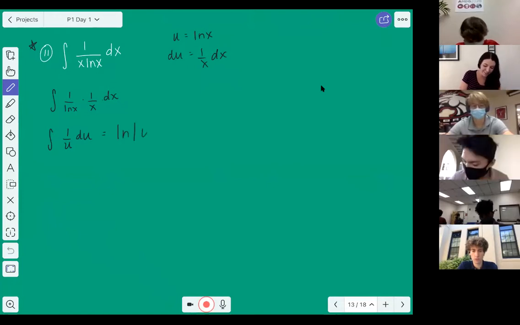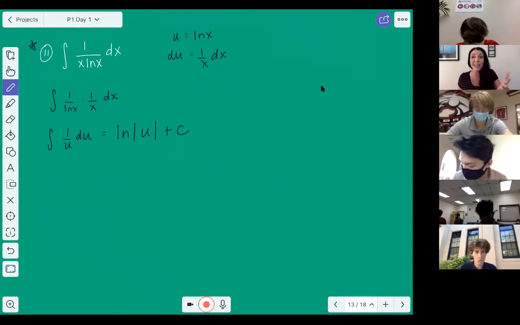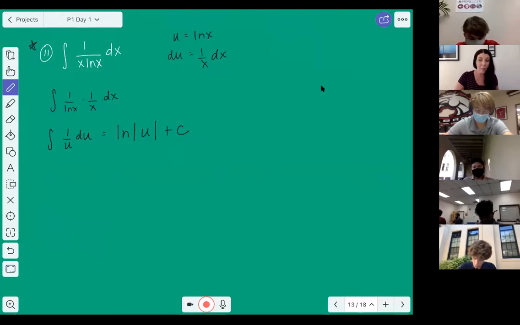Woohoo! And you did not forget the absolute value. Remember that absolute value, otherwise all of your work is wrong. Also, you need the plus c here because there's no bounds. So make sure you have the absolute value. Make sure you have the plus c. Fantastic job, Matt. Okay, we have one final step here since we don't have bounds.